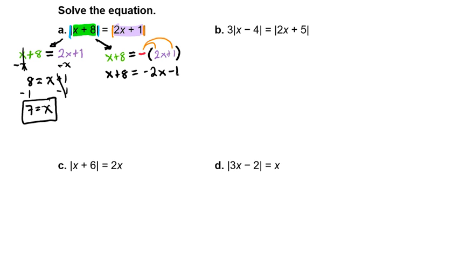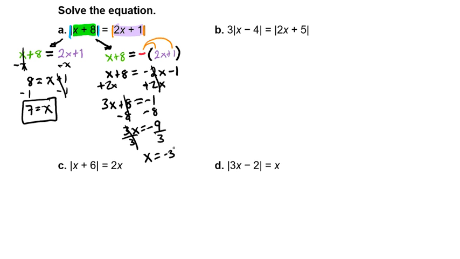And again, we're going to try and solve for x. So I'm going to move the negative 2x over to the other side by adding it. That's going to leave me with 3x plus 8 equals negative 1. Subtract 8 from both sides: 3x equals negative 9. Then we divide both sides by 3 and get x equals negative 3. And that's going to be my second answer. So here I have my two answers.